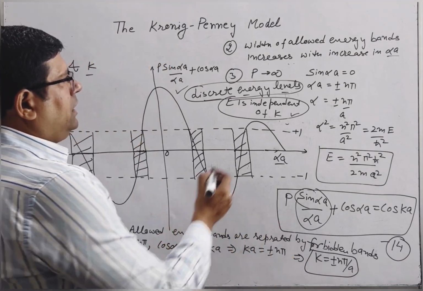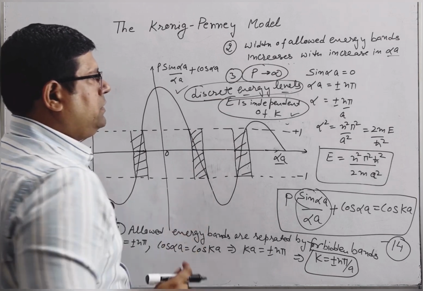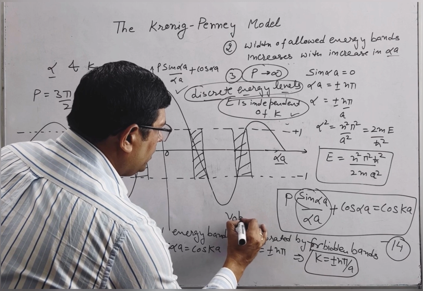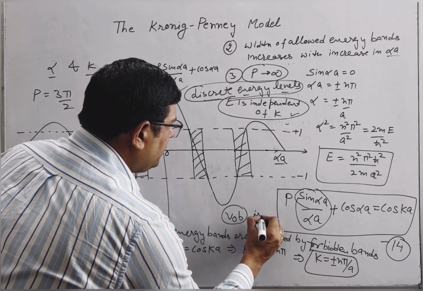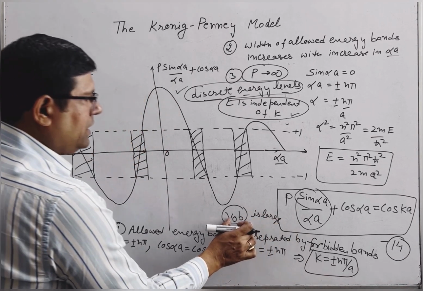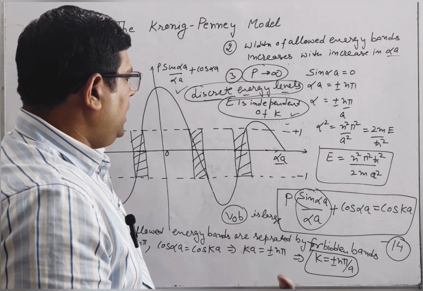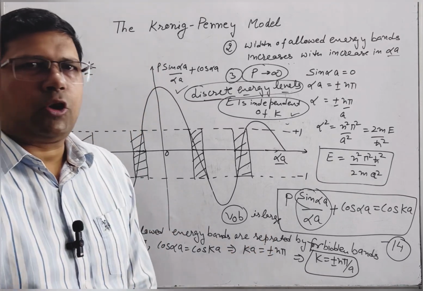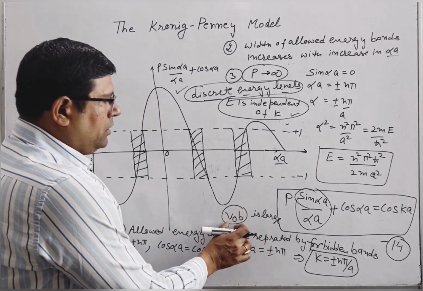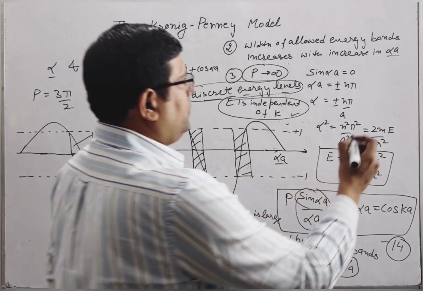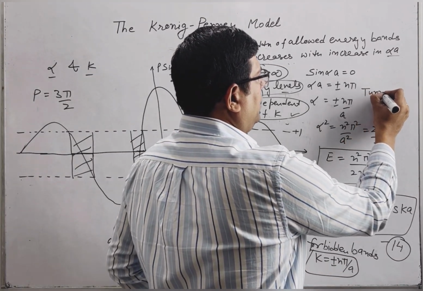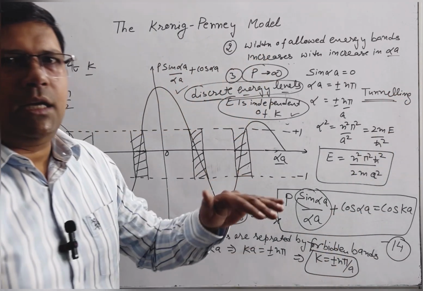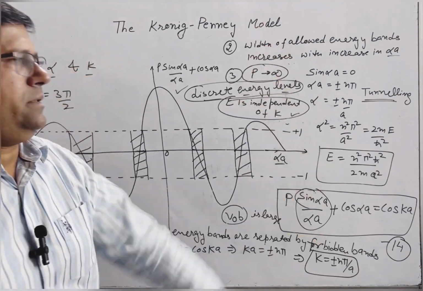Here we can see as P is infinite. So P is infinite means V naught b is large enough. This is barrier strength. Barrier strength will be large and it will be impossible for the electron to cross the barrier. The term is represented by tunneling. Tunneling through the barrier is not possible in this case.